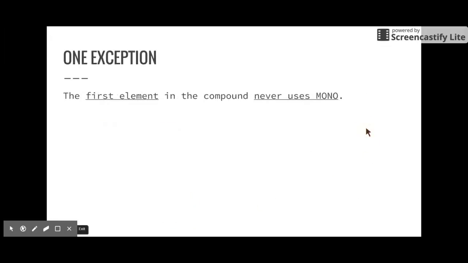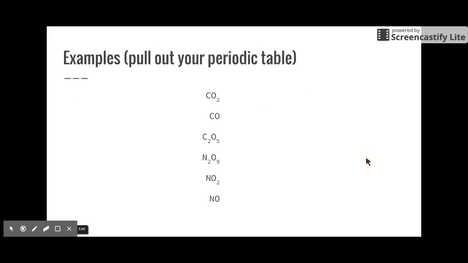There is one exception to naming covalent compounds, and the one exception is this: you never name the first element in the covalent compound with the prefix mono. Never use mono for the first element in the covalent compound.